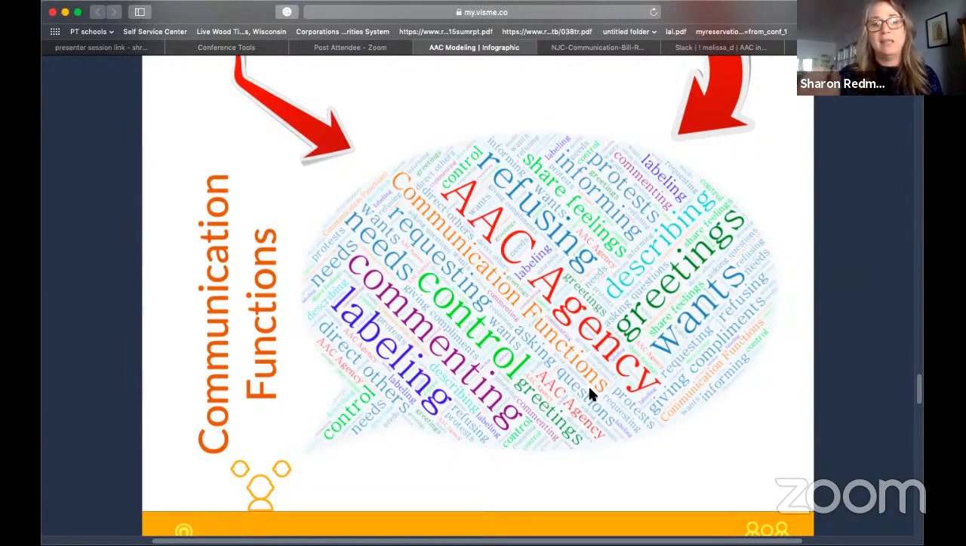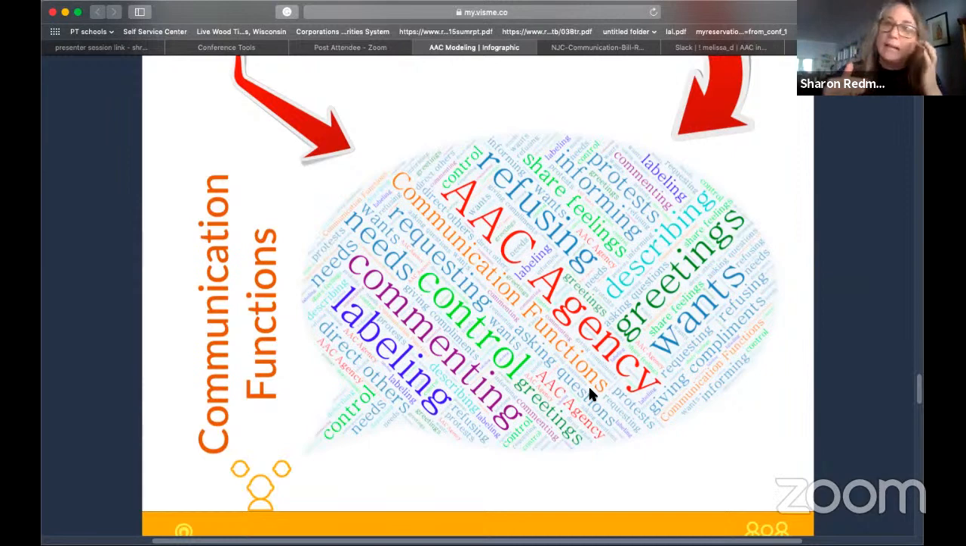So really taking these communication functions, and I write them in a row or in a list form, and then together with my support staff, I say, okay, throughout your day, where do you think that you could model commenting? Where do you think that you could model refusing? Not making it so that the student has to respond, but you as an adult are showing this model, that it does not require a student response at all. This is all about the AAC communication partner modeling. Where can you show where you're labeling? Where can you model greeting?